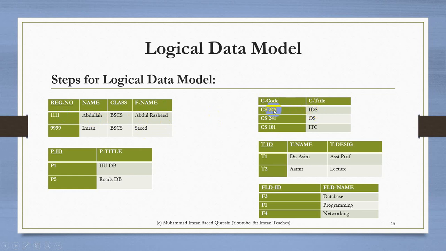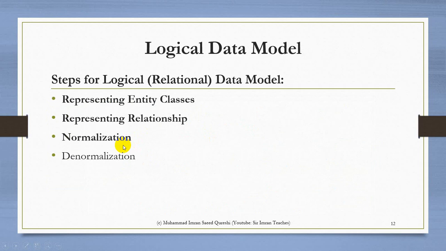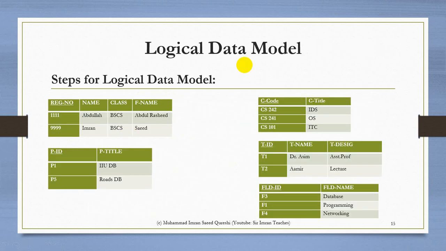Similarly, if I ask you how many students have registered for CS242, Introduction to Database System, you cannot tell me. The reason is that we have only represented the entity classes. We have converted the entity classes into tables, but we have not shown the relationships between them: one to one, one to many, many to many.